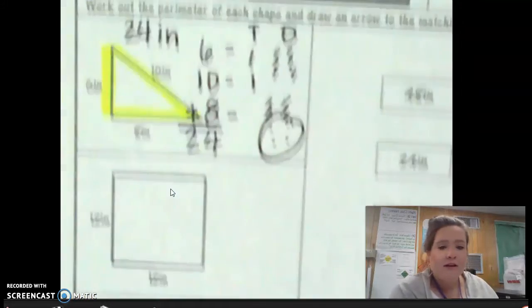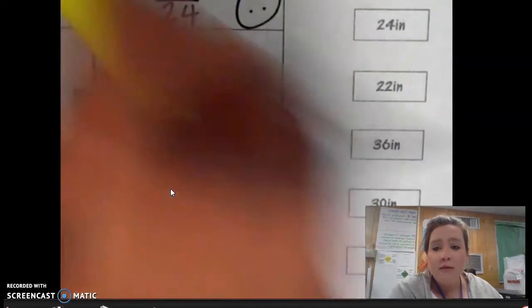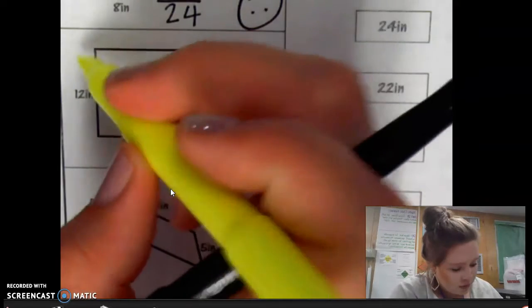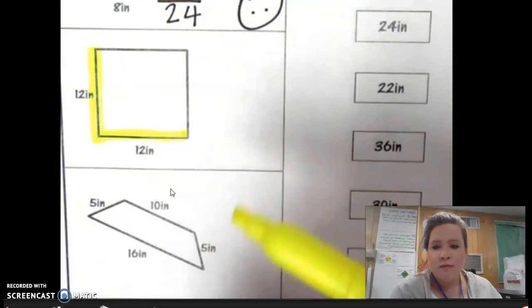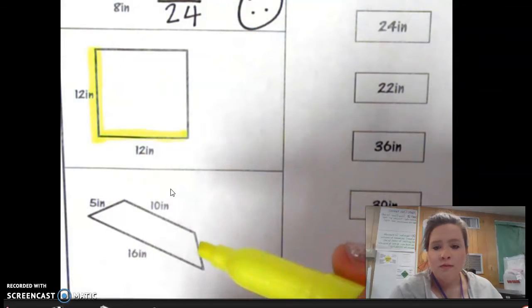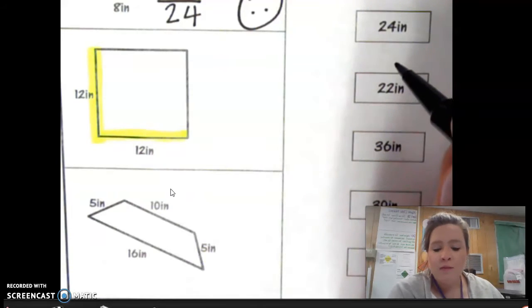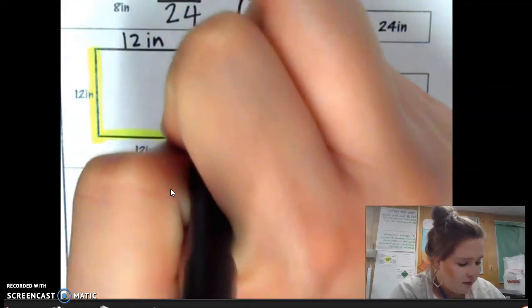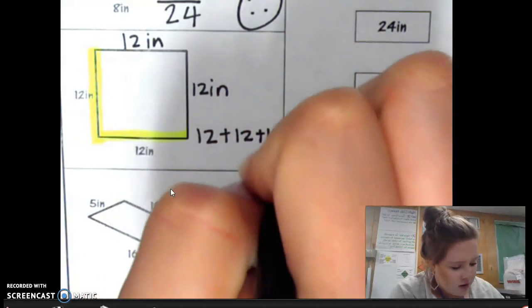All right, let's find the perimeter of this next shape. I'm going to highlight the side lengths that I know. I know 2 side lengths. What shape is this, though? Good. This is a square. And what do we know about squares? All of the side lengths are the same, so that means that this is 12, this is 12, and this is 12. Good job. So I'm going to add 12 plus 12 plus 12 plus 12.